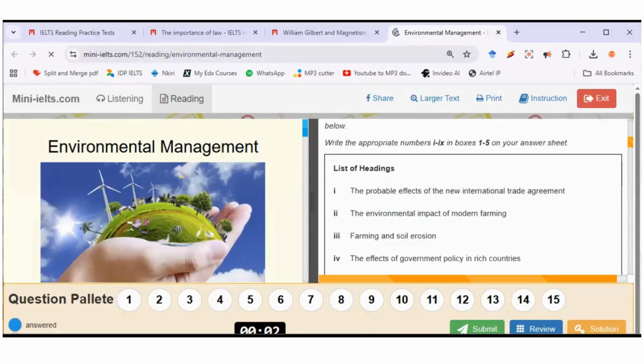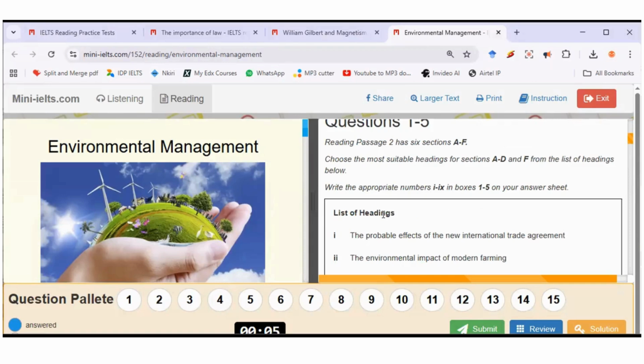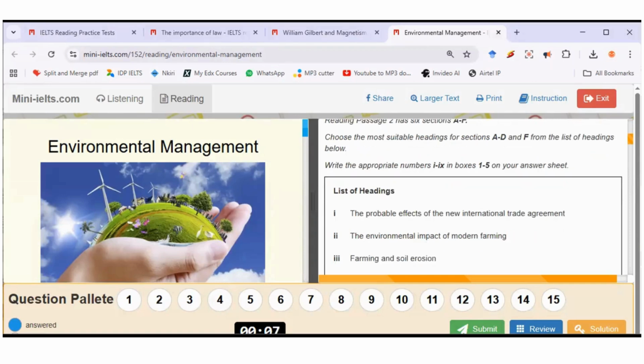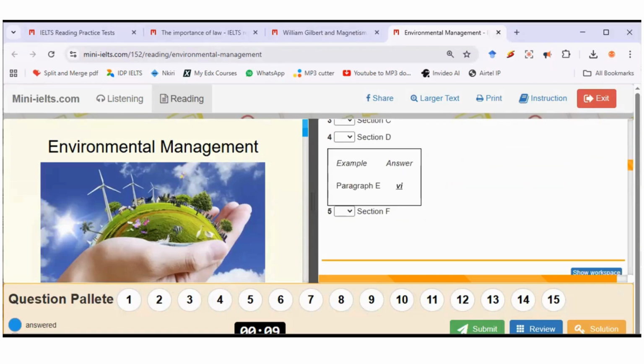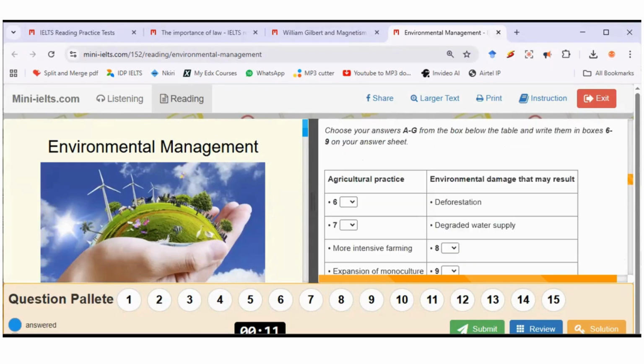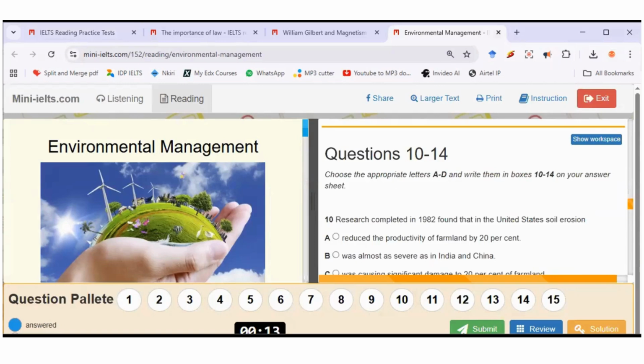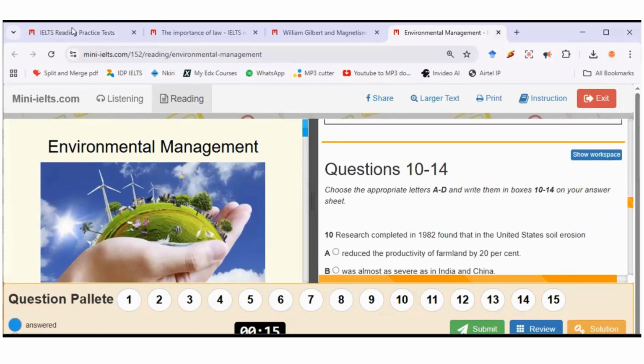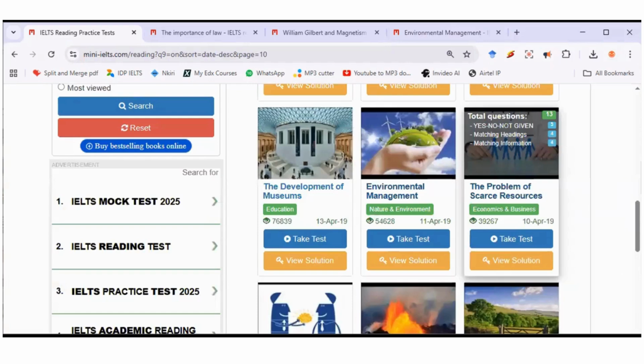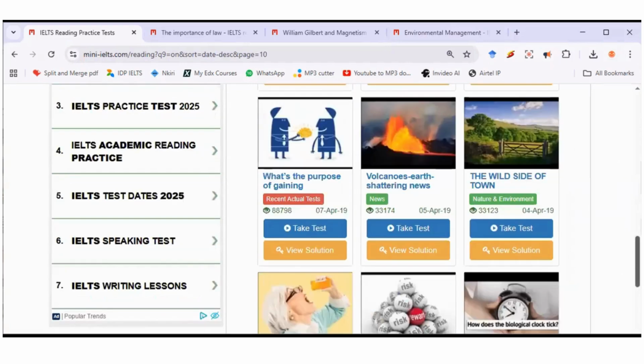Okay, yeah, can you see? List of headings. That's matching heading questions. Matching heading. So your focus is just what? Your focus is matching heading. Those are the only questions you're going to be solving, to improve your skill in handling this particular question type. Okay.